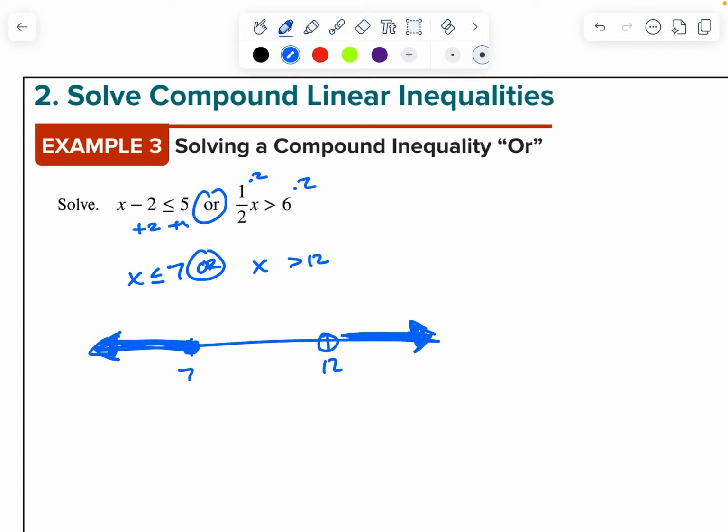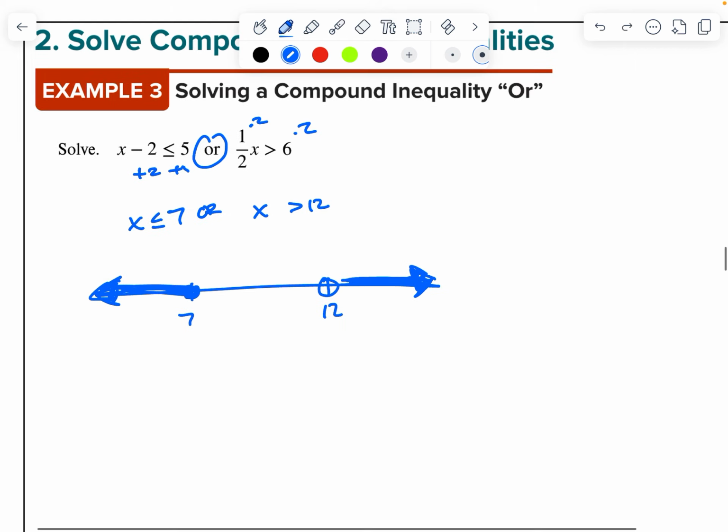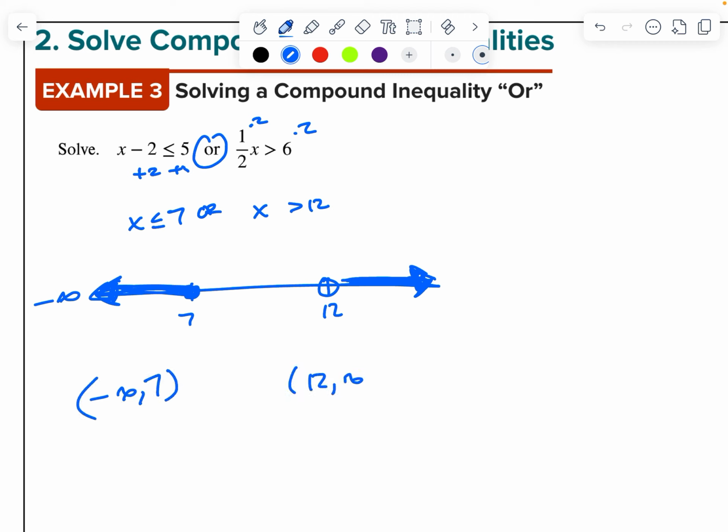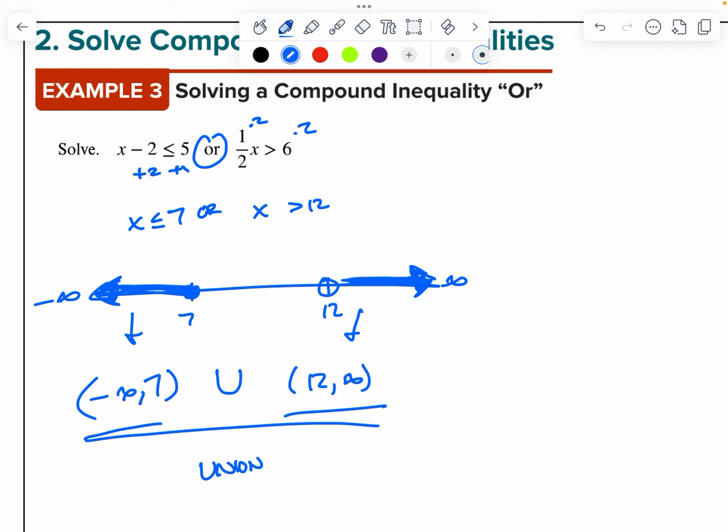Remember I said it typically is going to be shaded on the outside, and this time that did happen. Our interval notation goes all the way from negative infinity to 7, and then all the way from 12 to infinity. If you ever have two separate intervals, that means we have two separate shaded areas. The way you connect those is with a U, and that means union. Union means all of this plus all of that. All of those are answers. This is the answer that you're going to put in MyLab or Pearson.